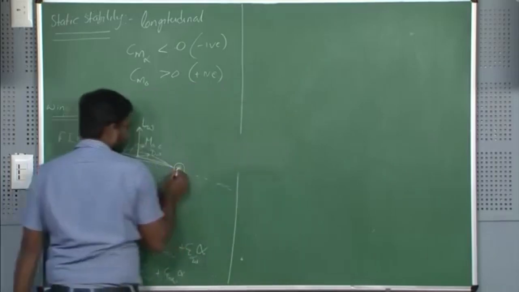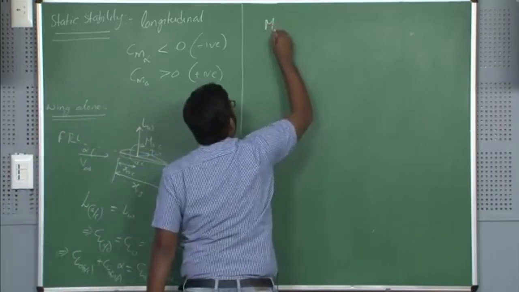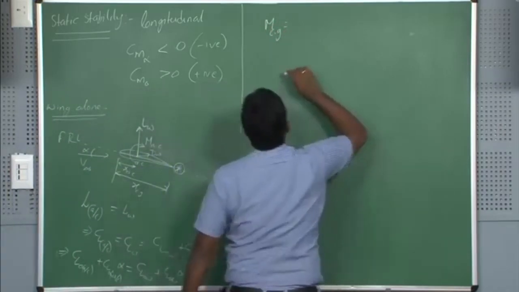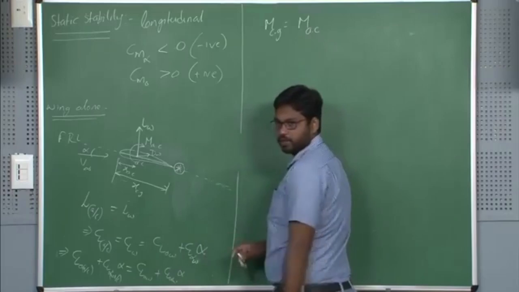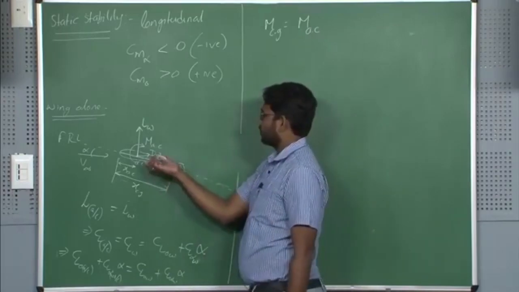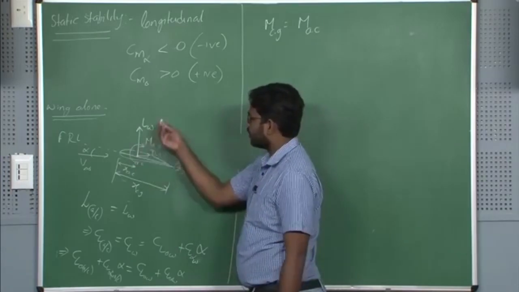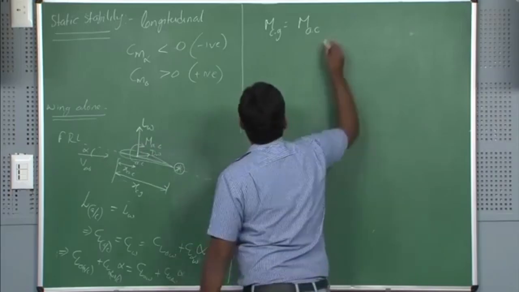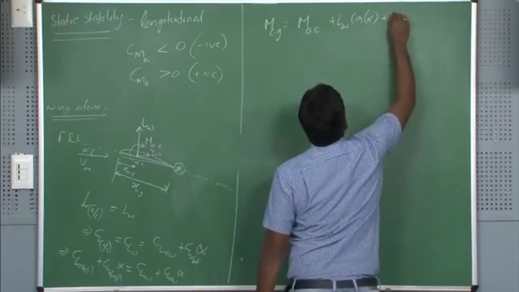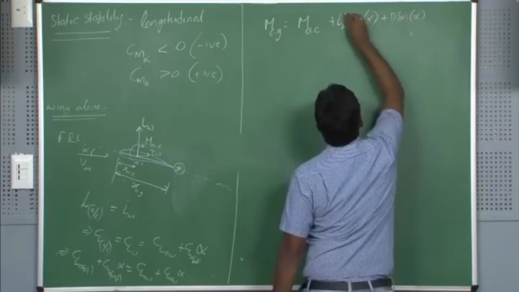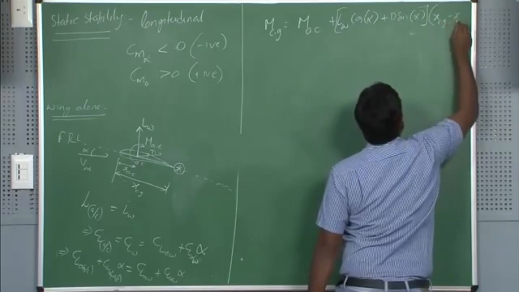Now consider the pitching moment about CG. Let us write moment about CG. So moment about CG is equal to moment about the aerodynamic center, which is already acting about the aerodynamic center, plus the force multiplied by the distance. What is the normal force to this chord line or the fuselage reference line here? It is LW cos alpha plus D sin alpha, multiplied by XCG minus XAC.